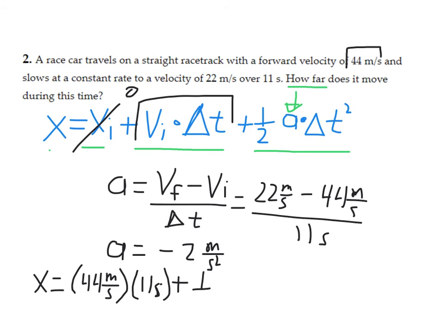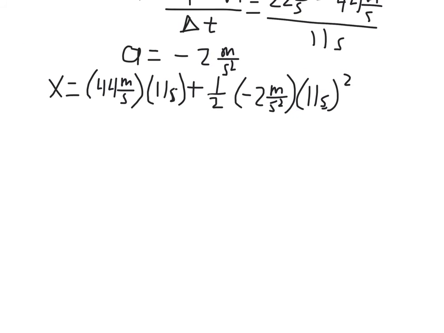plus a half of the acceleration, that is in this case negative 2 meters per square second, times the time interval, in this case 11 seconds, squared. Okay, so the answer for this is 363.